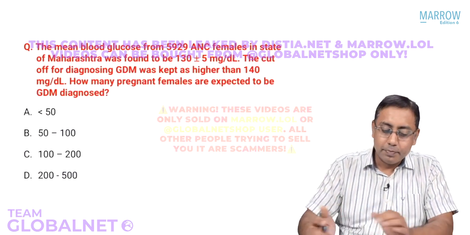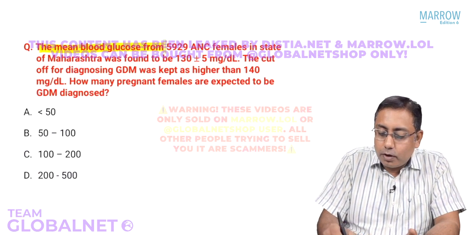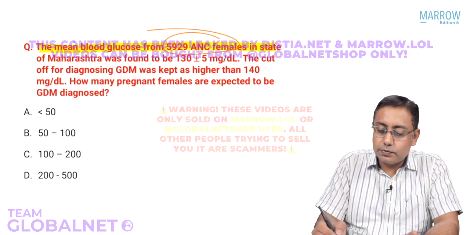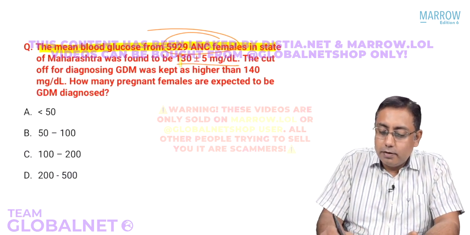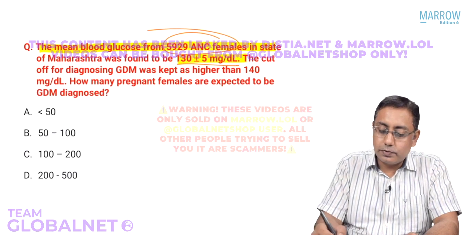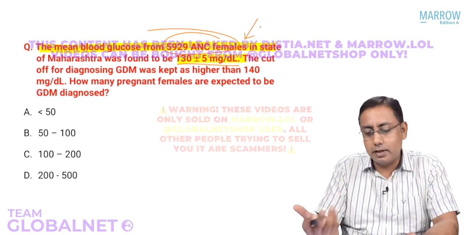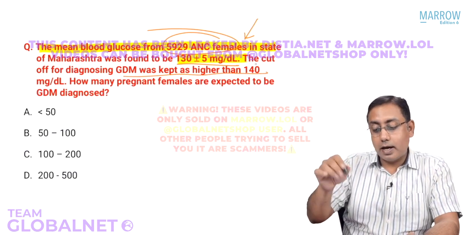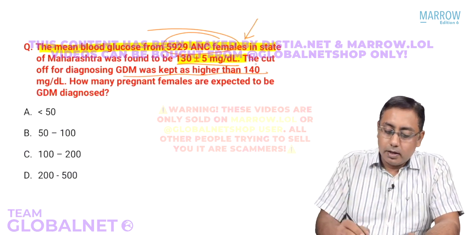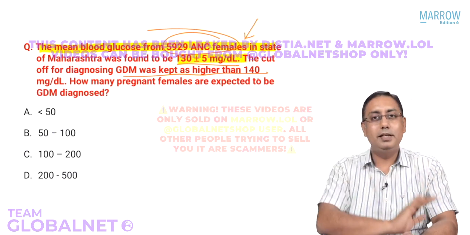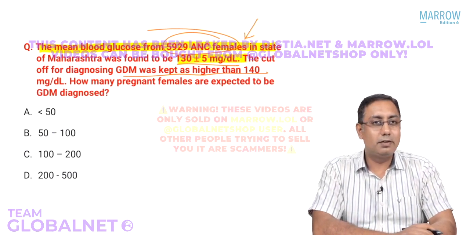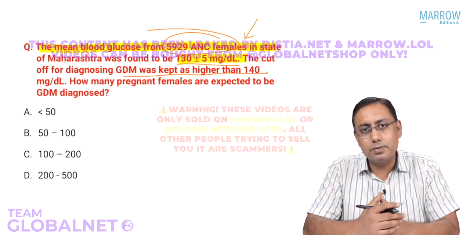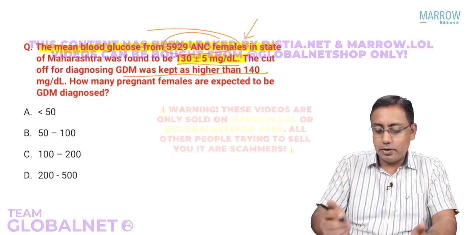Just look at the MCQ. The mean blood glucose from 5929 ANC females in a state of Maharashtra was found to be 130 plus minus 5 mg/dL. So the blood glucose was found to be 130, for gestational diabetes mellitus, probably they are checking. The cutoff for diagnosing GDM was kept at higher than 140. How many pregnant females are expected to be GDM diagnosed? So I'll give you maybe 40 seconds for solving this type of MCQ. It's a particularly easy, direct MCQ. All those who have done it, very nice. Let's try to do it.